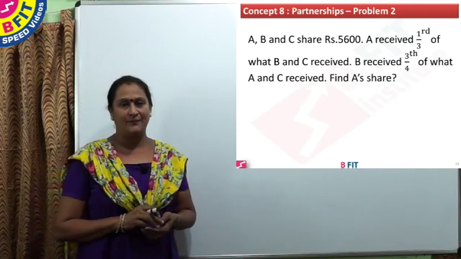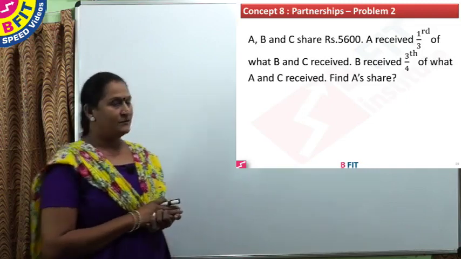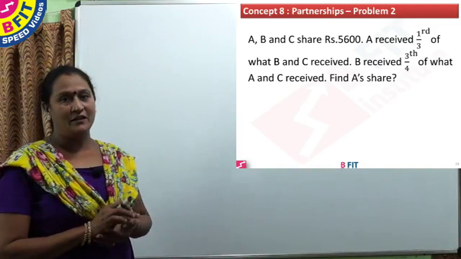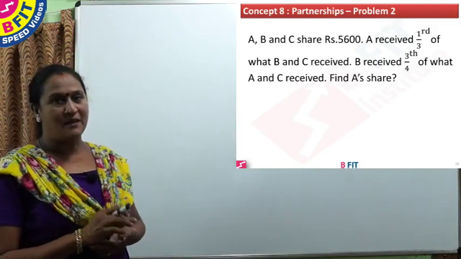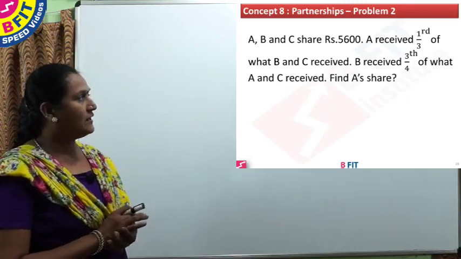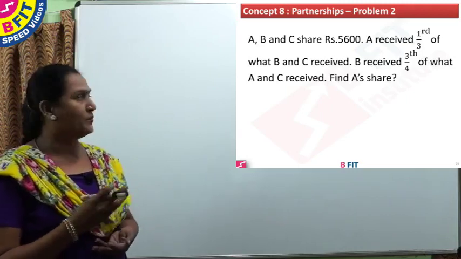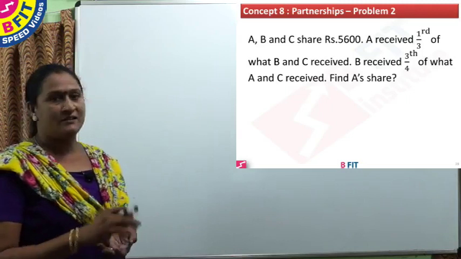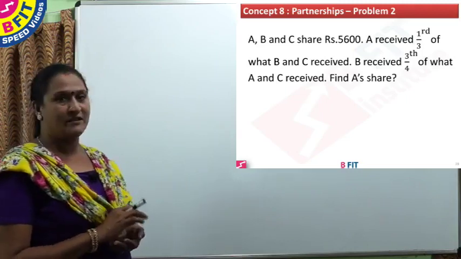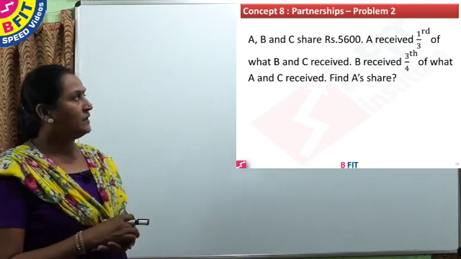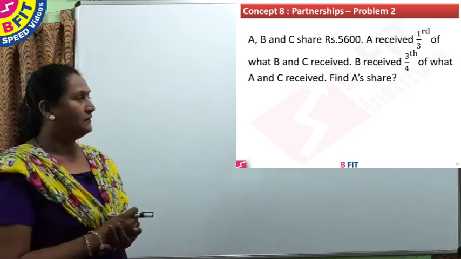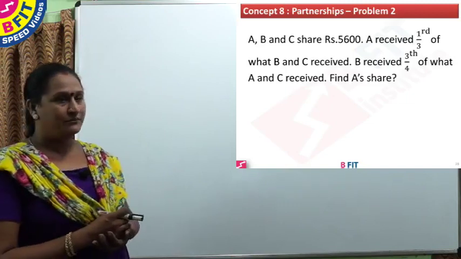Find A's share. So, in this question, the total amount is given as 5,600. It has to be shared between 3 persons, A, B and C. So, it is given that A receives 1/3 of what B and C received, and B received 3/4 of what A and C received. So, in this question we have 3 variables, A, B and C, and also we have 3 data. So, we will see how to work it out.